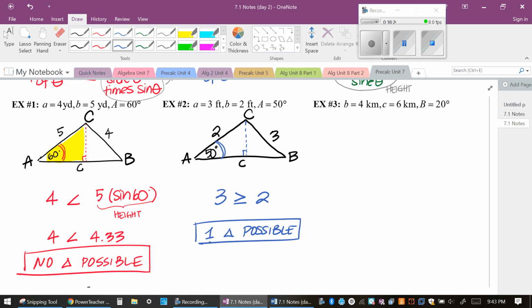Because if I give you a problem like example 1 on a test, and you use law of sines and you solve it, you spend probably 5 or 6 minutes doing something you didn't have to because there was no triangle possible.